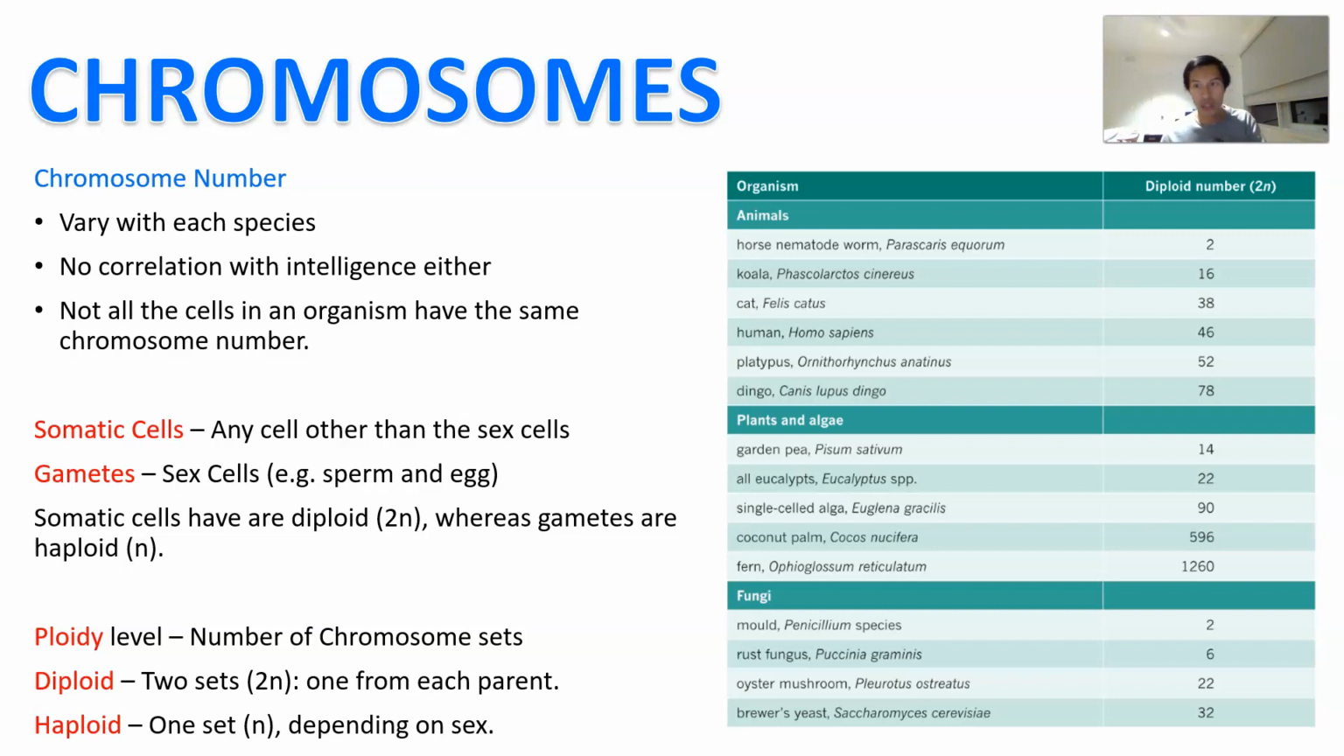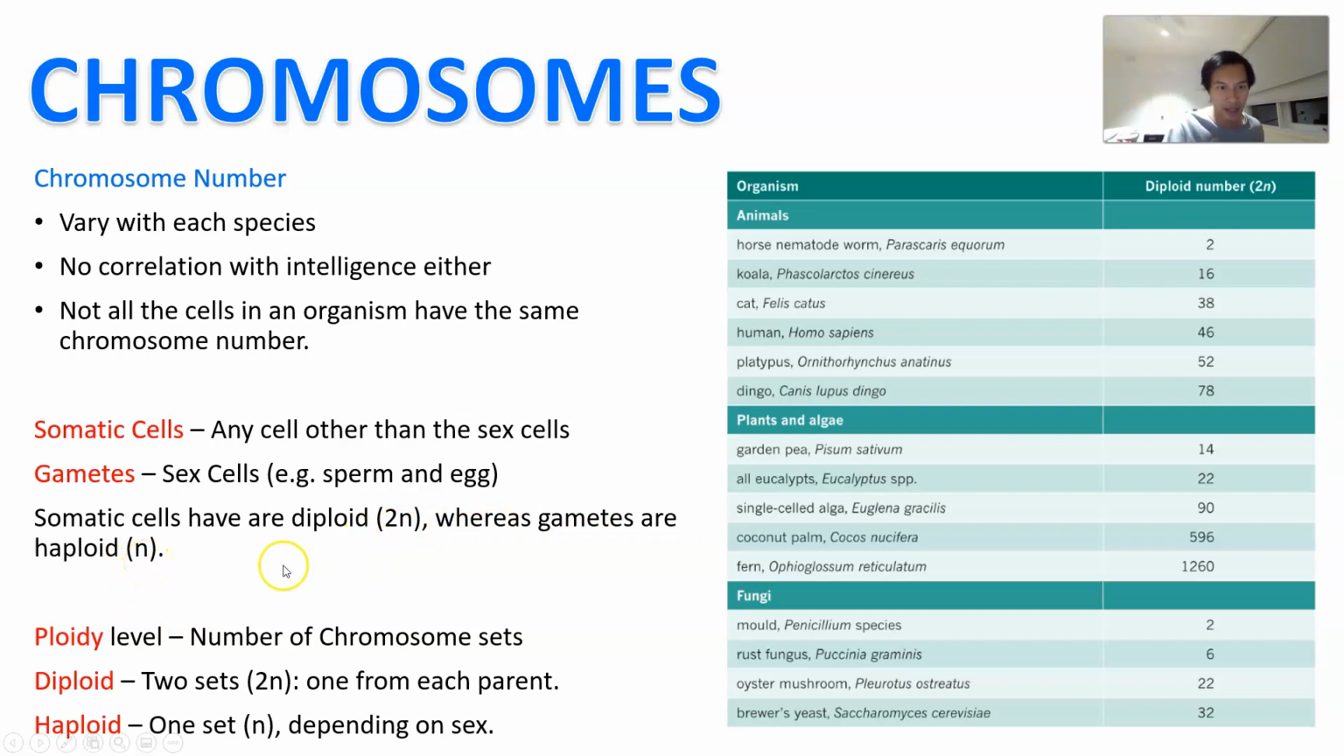Not all the cells in an organism will have the same number of chromosomes either. In a typical organism, you have two types of cells. You've got somatic cells, which are basically anything that's not a sex cell, and they have a complete set of chromosomes. Whereas the sex cells, the sperm and the egg, are what we call gametes. Somatic cells are diploid in number, with a 2n notation, whereas gametes are haploid in number, with a singular n notation.